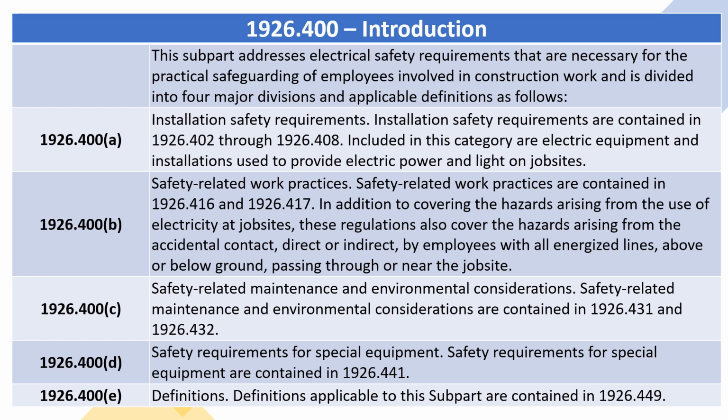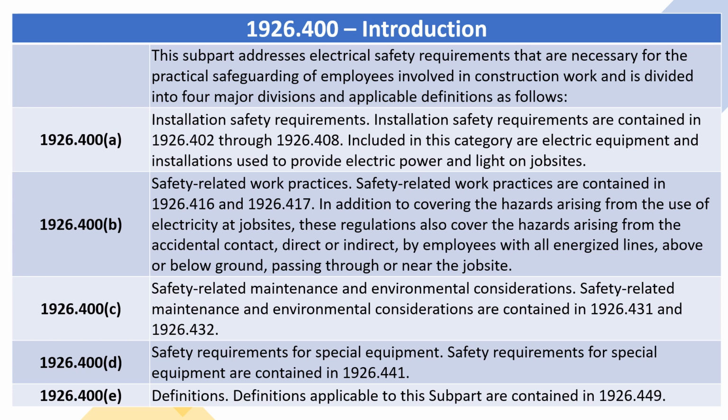1926.400(A), Installation safety requirements. Installation safety requirements are contained in 1926.402 through 1926.408. Included in this category are electric equipment and installations used to provide electric power and light on job sites.